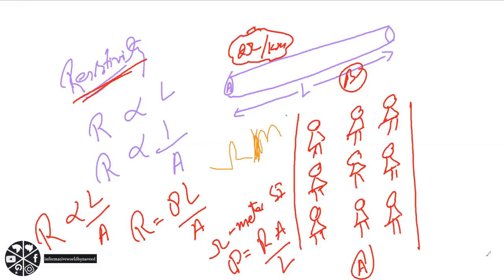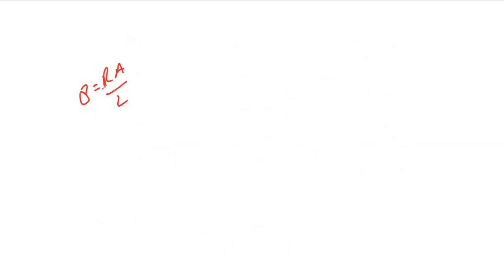Okay, I am going toward the next. Yeah, I know how to do substitution. If you give me the values, I know how to rearrange. That's easy. Okay, wait. So your resistivity will be equal to RA divided by L.